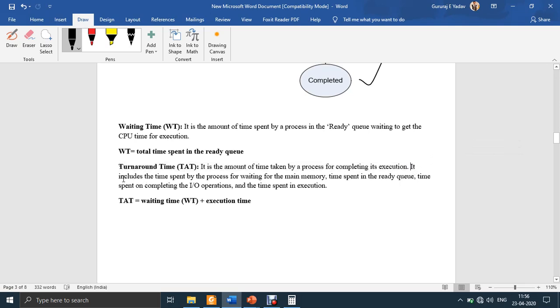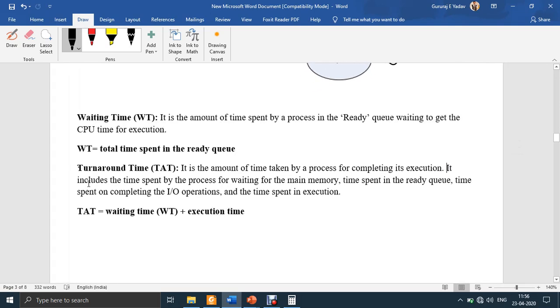So remember, it includes time spent by the process waiting for the main memory. This is not considered in this example. Why? Because they are already in the ready queue. Since they are in the ready queue, it will not wait any time for getting the memory, since it has already got the memory. So it is eliminated.